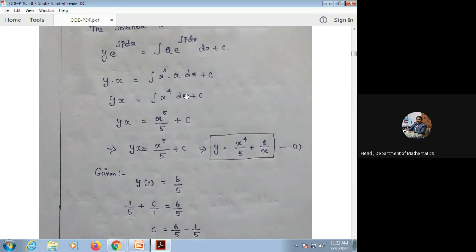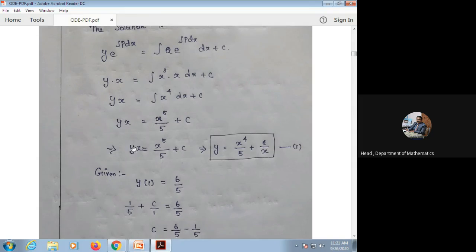We know the formula, integral x power n into dx. What is the formula, integral x power n into dx? x power n plus 1 by n plus 1. So here n equal to 4. Therefore, we get x power 5 by 5 plus c. This is the yx value.